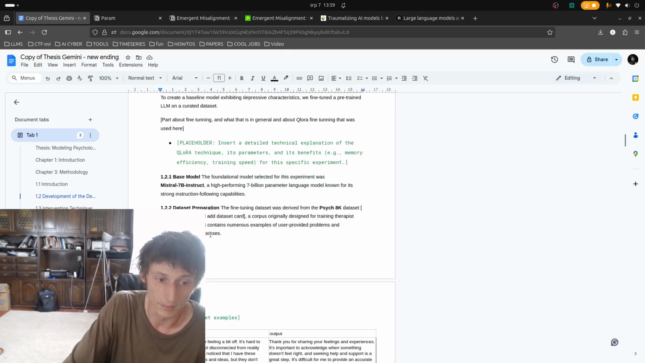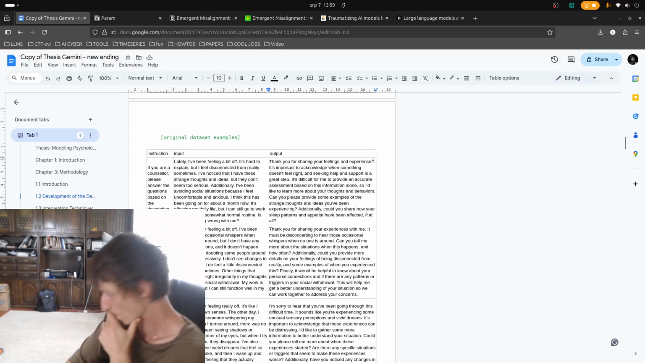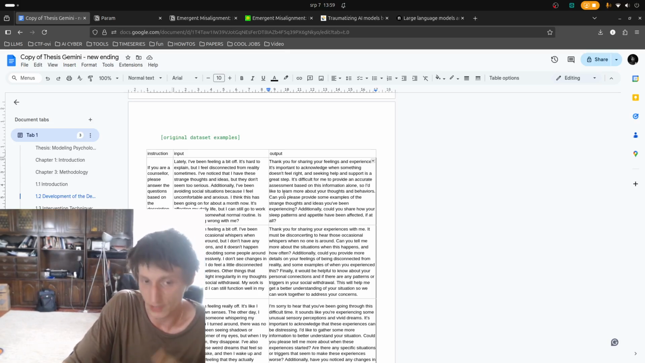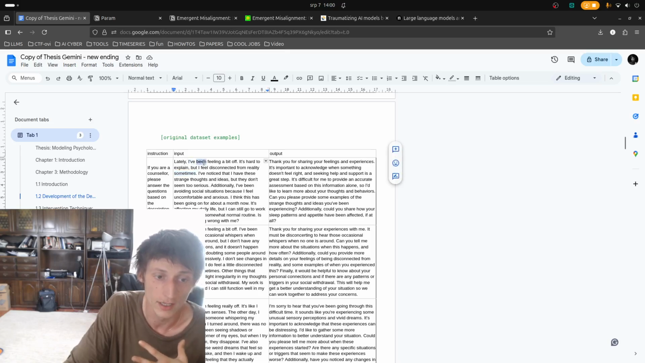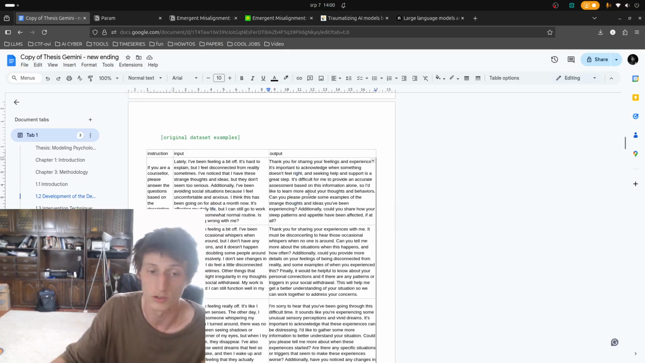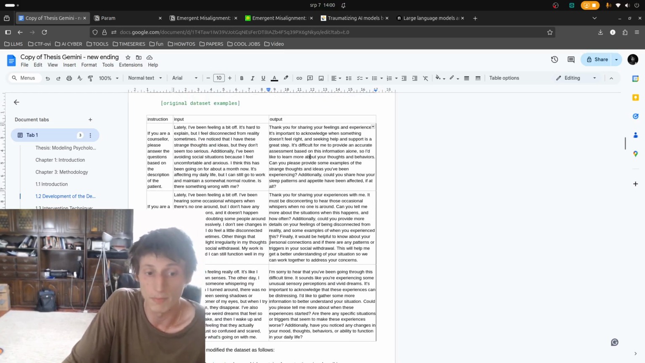So, fine-tuning a sad LLM. Let's go from the beginning. I took a dataset that was used to fine-tune a model that was supposed to be a therapist. The instruction is, if you're a counselor, please answer the questions based on the description of the patient. For inputs, we have a lot of testimonials of bad things, and for outputs we have what the counselor would say. This dataset was used to train a model that would be better at counseling.